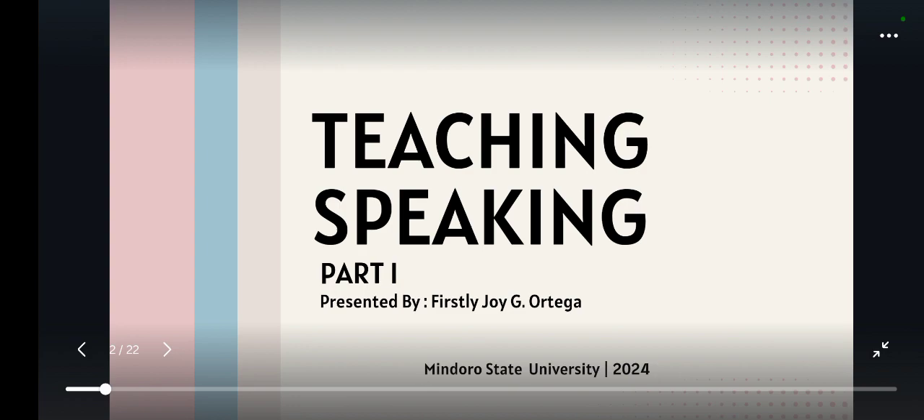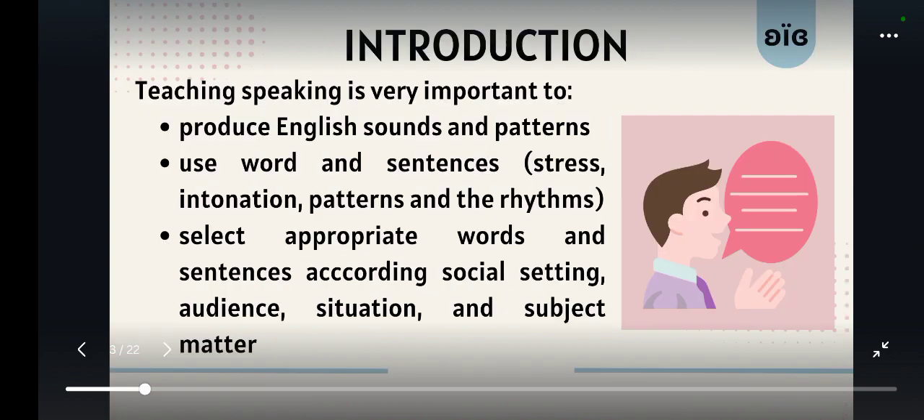And of course, for us to teach this kind of skill successfully, the teacher should have this kind of skill also. In order for us to successfully deliver the information that the students need to learn in order for them to speak or to learn this skill, the teacher should also have this specific skill. So, anyway, let's start with this one.